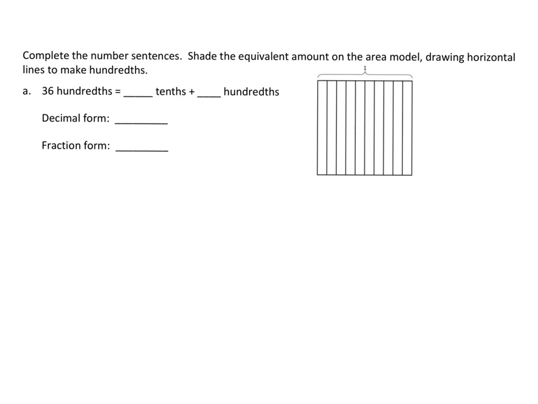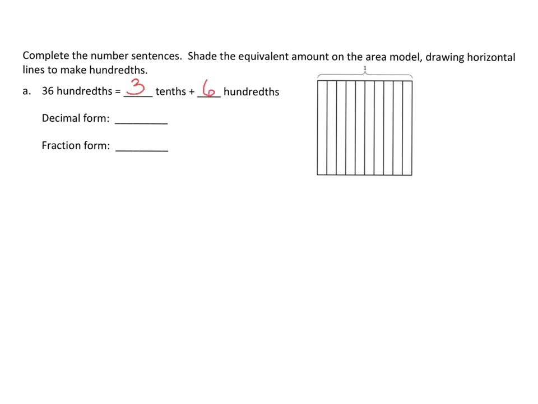So we've got 36 hundredths. So we want to break that in to show how many tenths and then how many hundredths. And then we want to make that into a decimal form and then a fraction form. So in 36 hundredths, how many tenths do we have? We have 3 tenths, and in the hundredths, we have 6 hundredths.